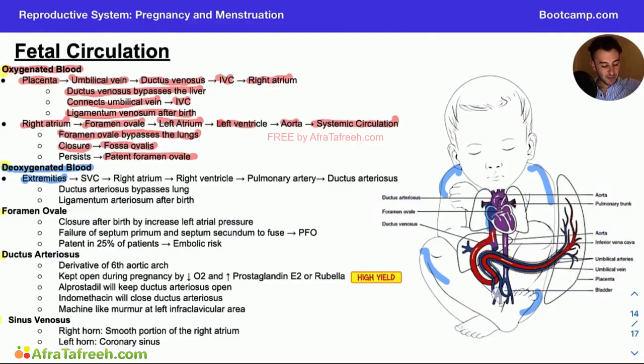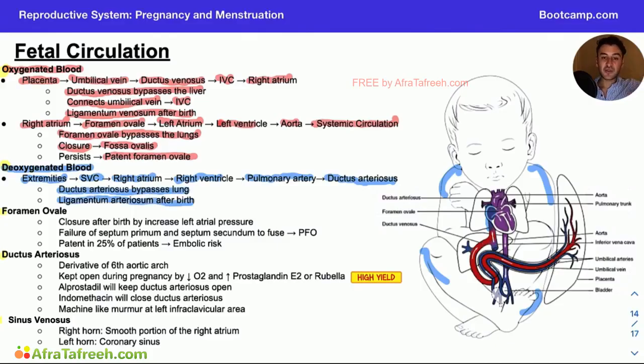So let's review that pathway. We went from the extremities through the superior vena cava into the right atrium, right ventricle, and then the pulmonary artery, where we stopped short and went into the ductus arteriosus, which connected us back to the aorta into systemic circulation. So we talked about the fact that the ductus arteriosus bypasses our lung, and this is going to become the ligamentum arteriosum after birth.